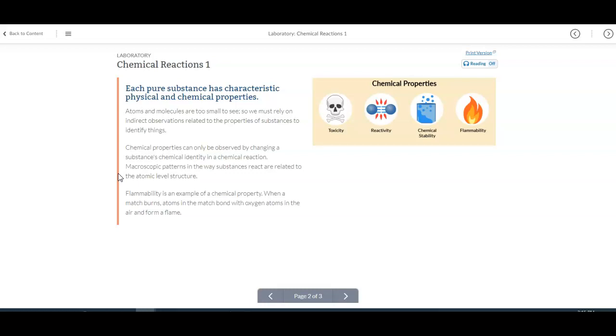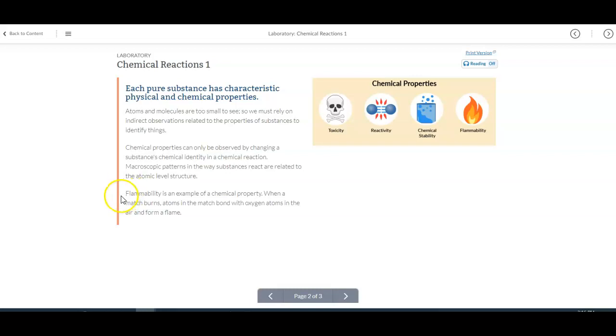That means if we're dealing with carbon and it changes and the end result is not carbon, that means there's not 6 protons anymore in your product. So we're not able to see that, right? We can't see, that's why it's called macroscopic patterns. But we are able to do things that could show us what is produced.